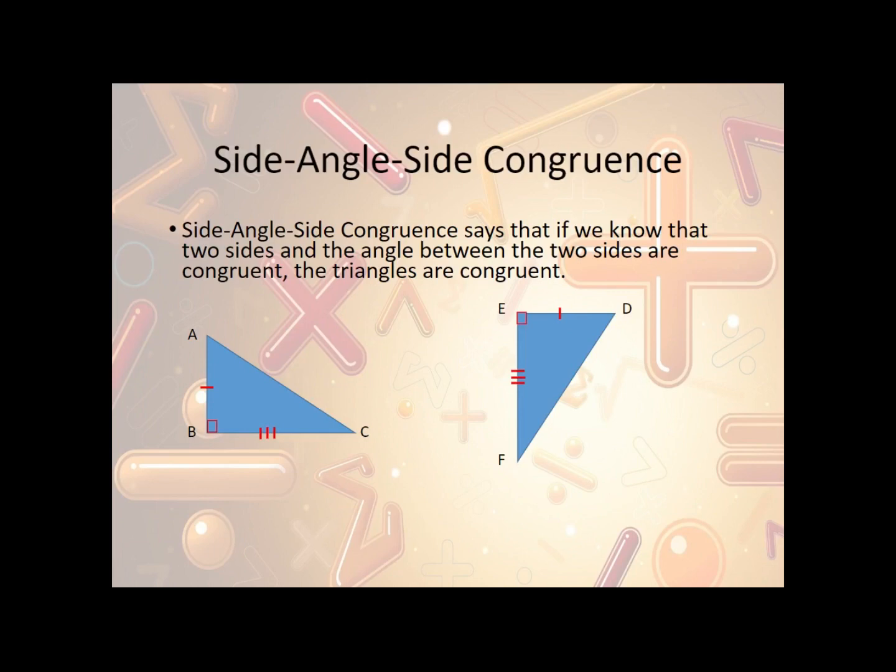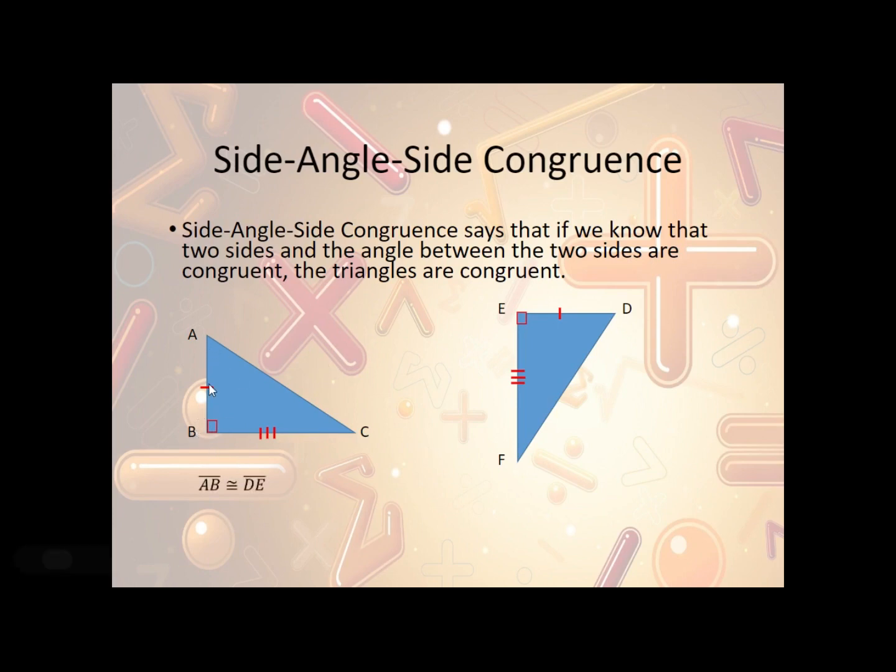So side angle side congruence says that if we know that two sides and the angle between them are congruent, then the triangles are congruent. Now notice here, I have a side, an angle, and a side. The order matters. If I had a side, this side, and I knew this angle, then this theorem would not work. The only way it works is if we have the two sides and the angle that goes between them.